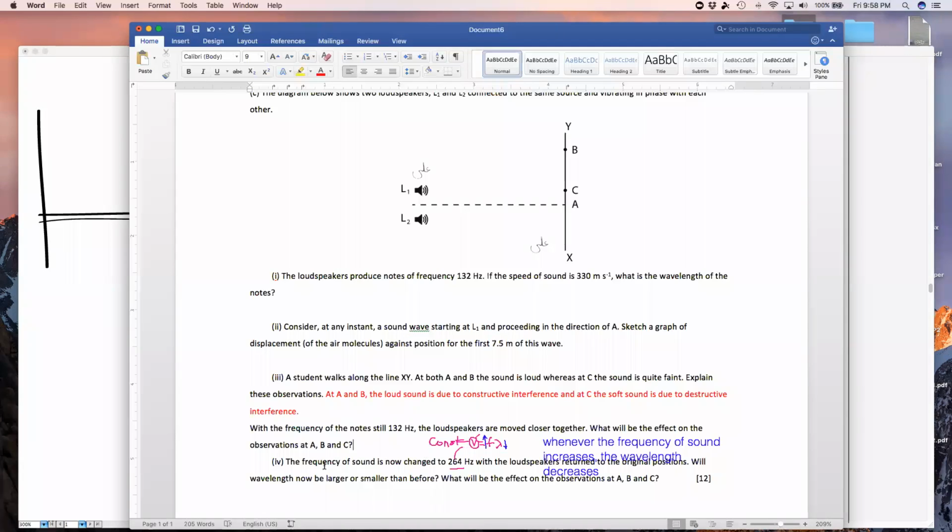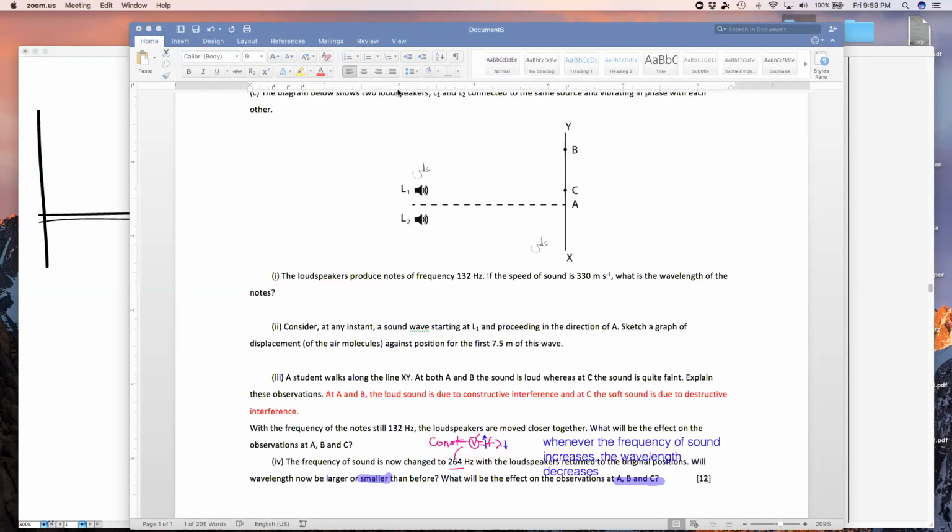So back to the question. The frequency of sound is now changed to 264. So when the loudspeakers return to the original position, will the wavelength now be larger or smaller? The wavelength would be smaller, not larger. And what effect will this have on the observations of A, B, and C? What effect would this have now on the separation of A, B, and C?